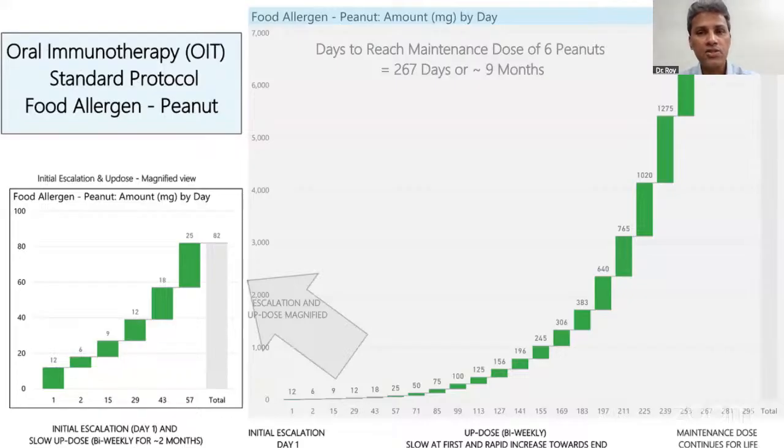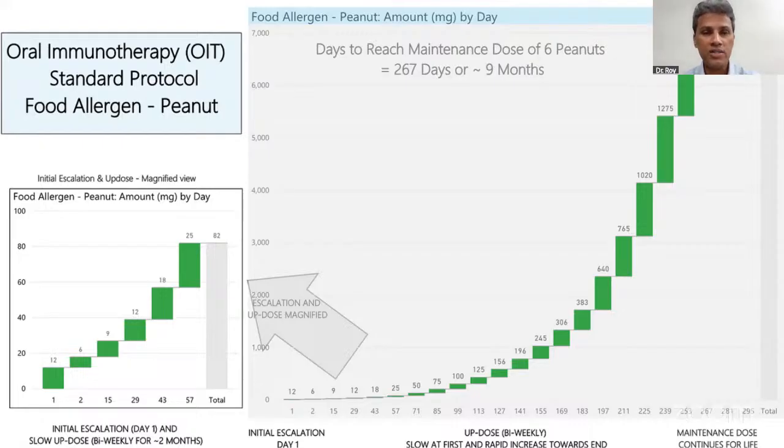a long process. As you can see, to reach maintenance dose, it would take about 9 months. And beyond that, the therapy would go on for much longer, on an average 2 years. Maintenance dose can sometimes continue for a lifetime if you're not able to completely desensitize. This is where, again, a part of the discussion that needs to be had with parents or with the patient very, very carefully, because they need to have a realistic understanding of what they are looking at.